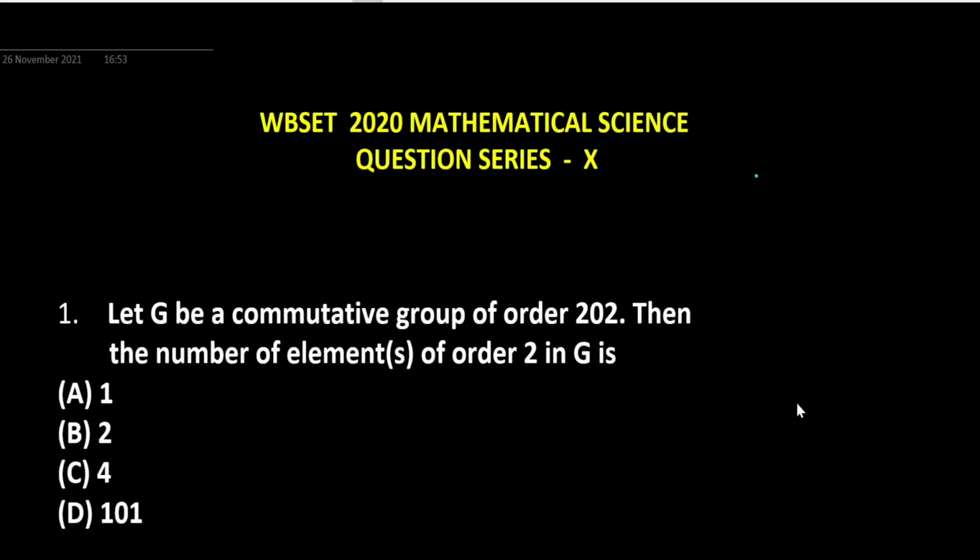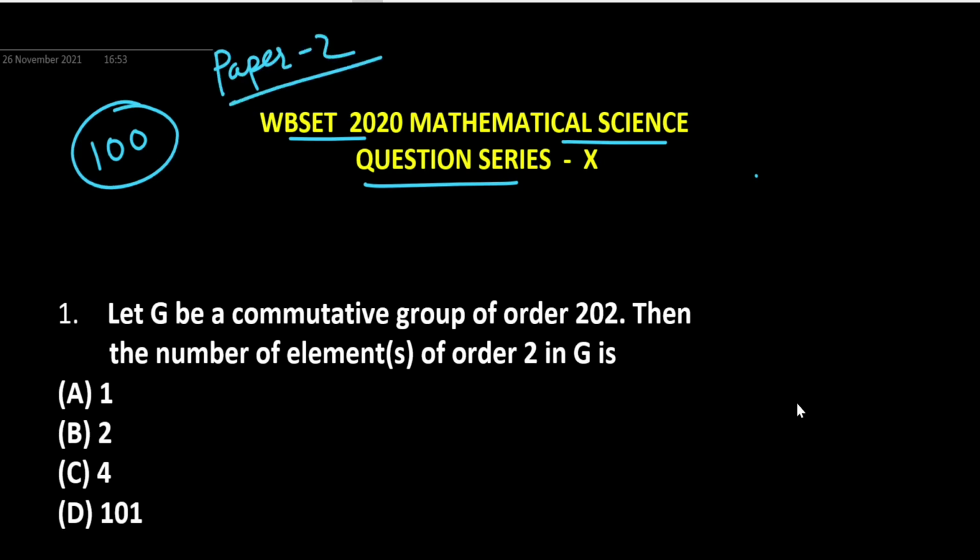Today in this video, I am going to solve the WBSET 2020 Mathematical Science question paper, and this is the question booklet series X. There are a total of 100 MCQ questions in this paper. This is paper 2 and I am trying to solve most of the problems from these 100 problems.